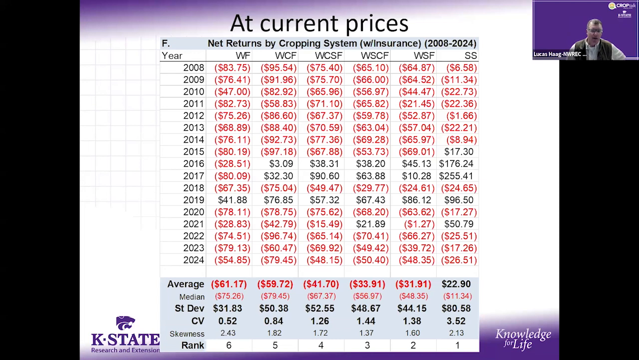Okay, continuous sorghum being the highest net returns, followed by wheat, sorghum, fallow, then wheat, sorghum, corn, fallow. Of course, wheat fallow being our least profitable. That's not particularly surprising there. On the insurance, I'm assuming an 80% enterprise unit is what we're using to figure our insurance on this, both on the premium side as well as the indemnity side.